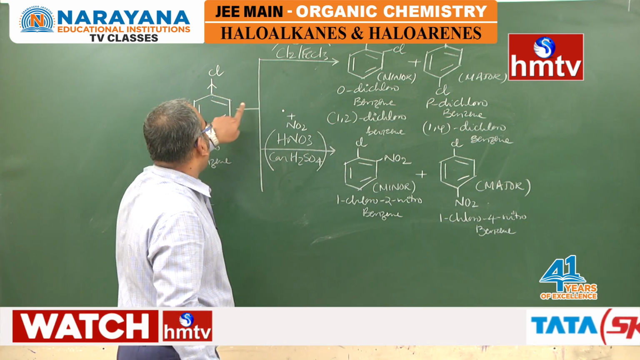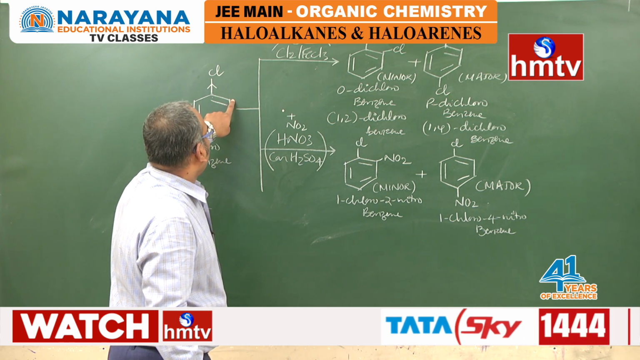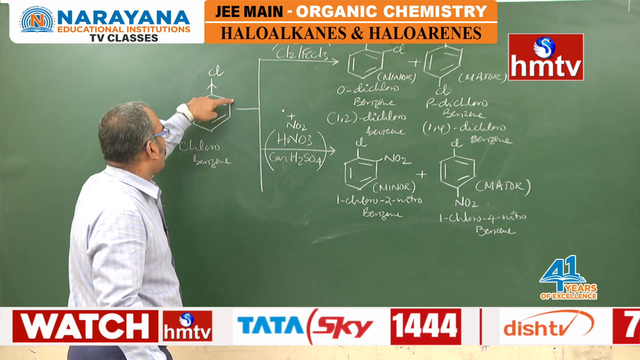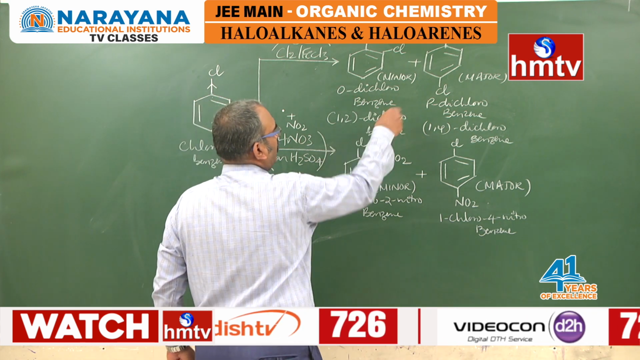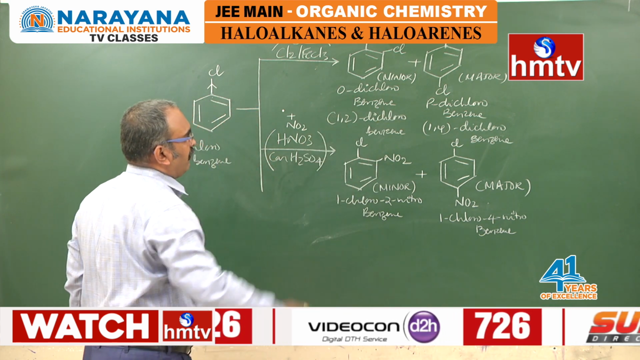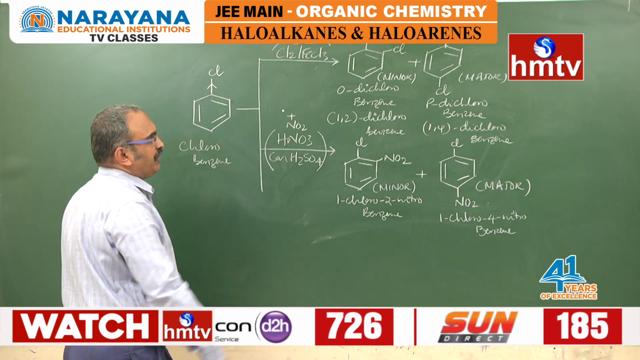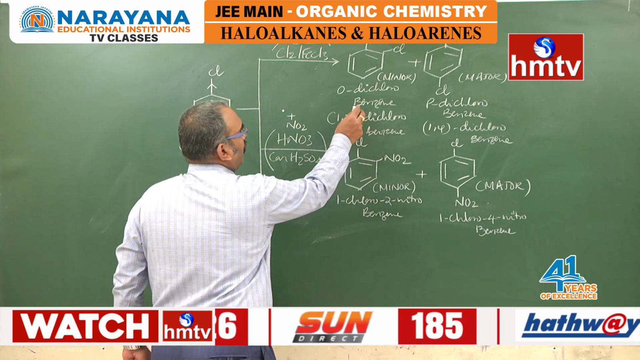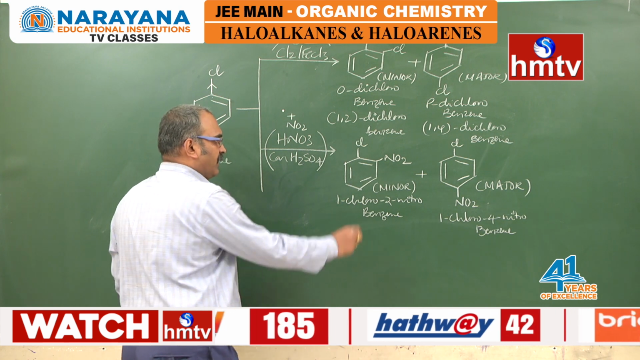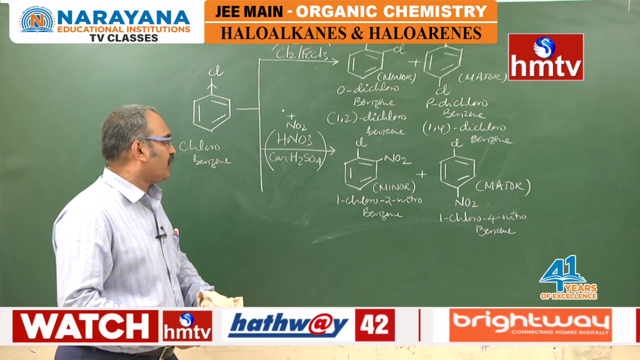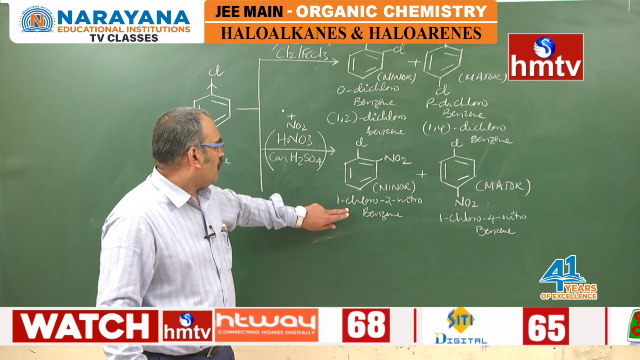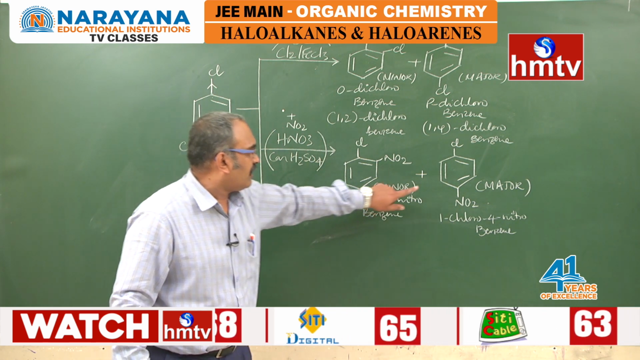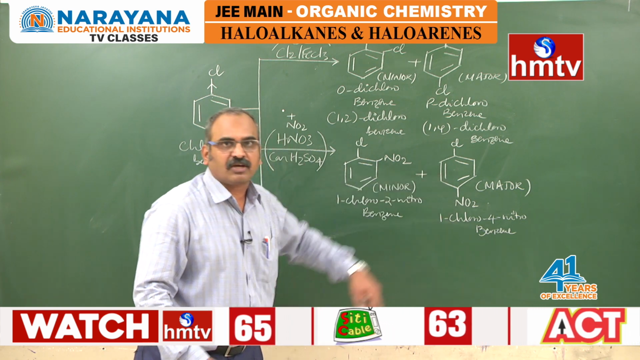Here the chloronium ion displaces the H plus at the ortho position or para position to give 1,2-dichlorobenzene or 1,4-dichlorobenzene. 1,4-dichlorobenzene is the major product and 1,2-dichlorobenzene is the minor product, and here you are getting 1-chloro-2-nitrobenzene and 1-chloro-4-nitrobenzene. Among them 1-chloro-2-nitrobenzene is minor and this is major because here repulsions are minimum.